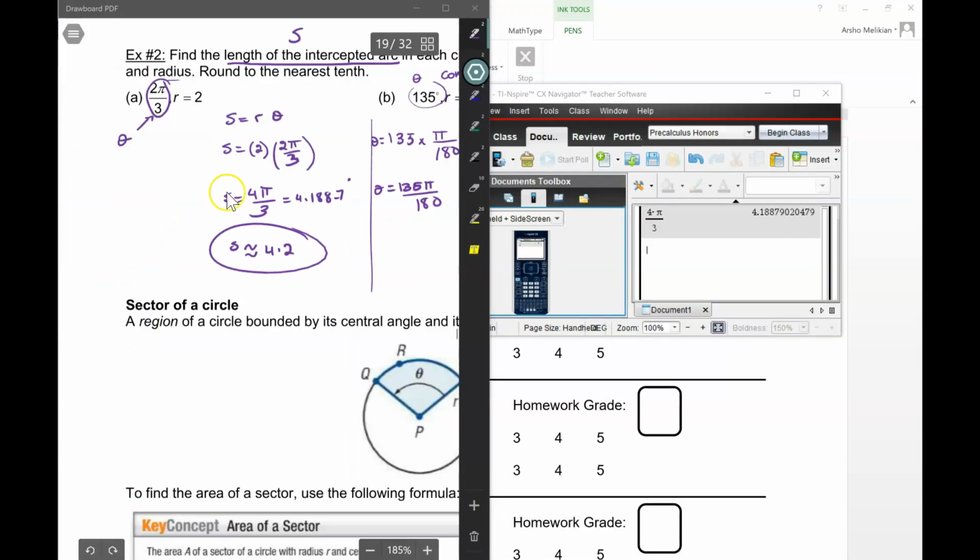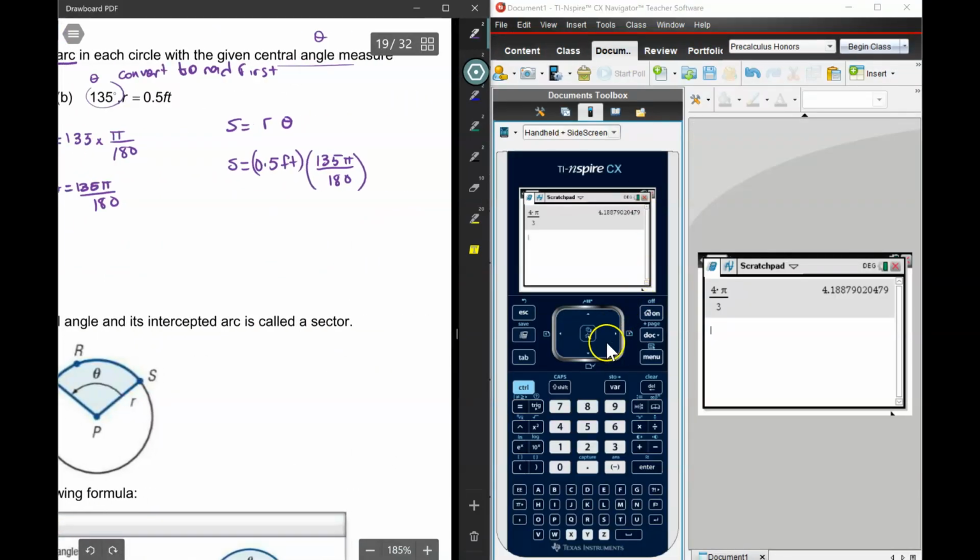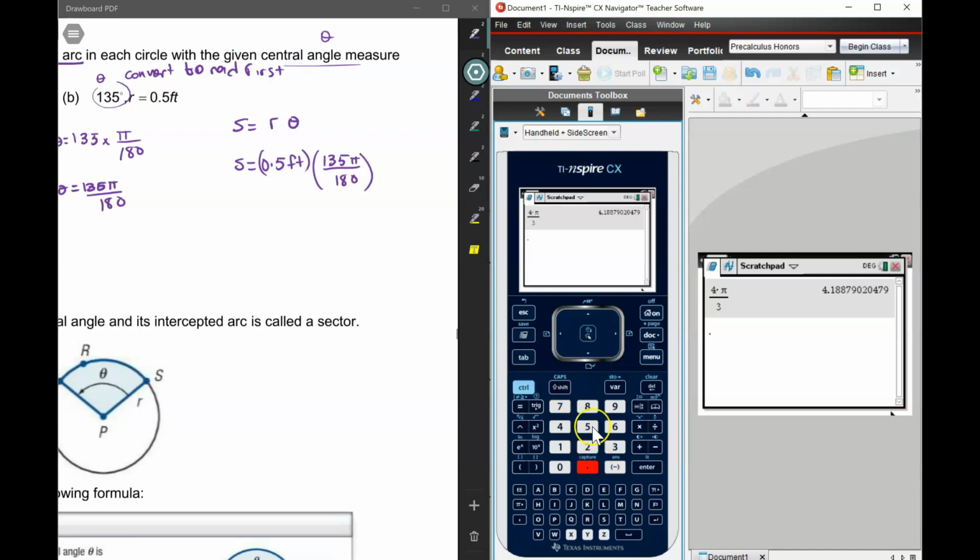So I'm going to go into my calculator and I'm going to say 0.5 times, in the numerator, I have 135 pi over 180. You can convert if you want, but then it's more work, and what happens is when you're rushing, you might transfer the wrong number and so on.